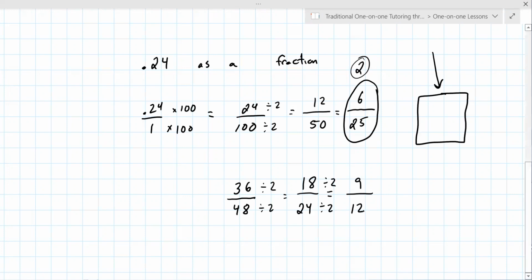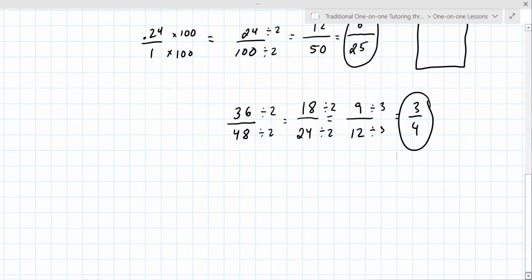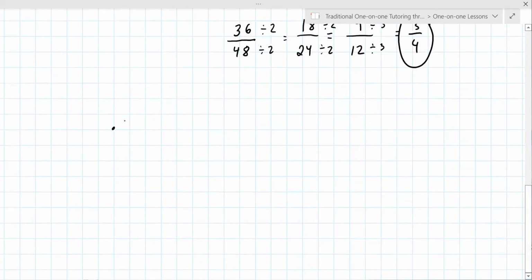Now the next number you try when you're reducing fractions is 3. Can you divide each of these by 3? Yeah, 3 and 4. Yes. 3 and 4. Good. Okay. Let's try another one here.